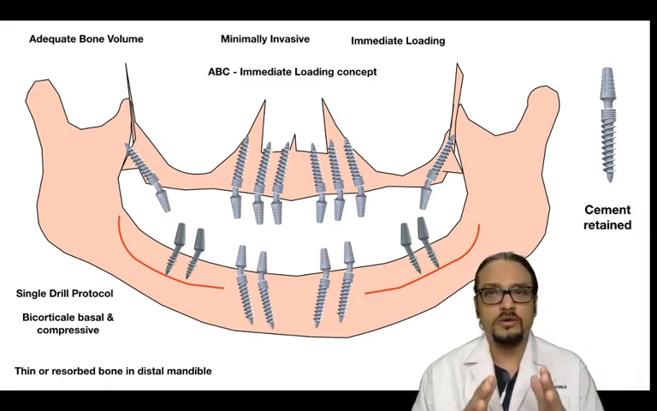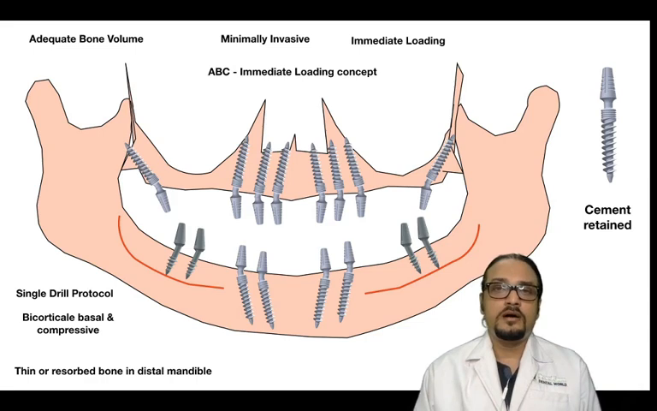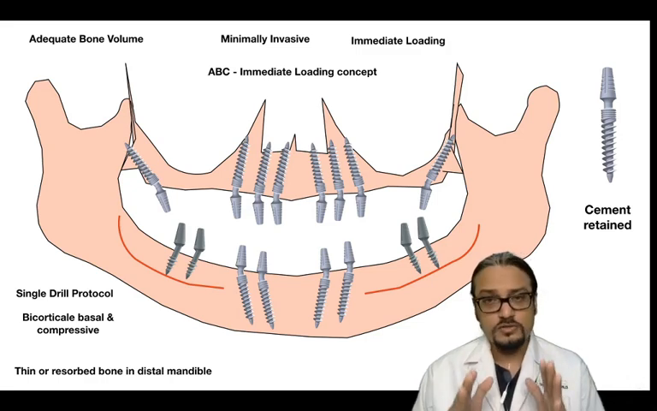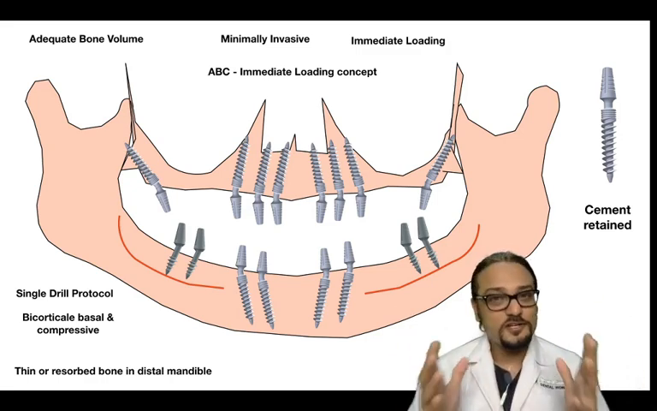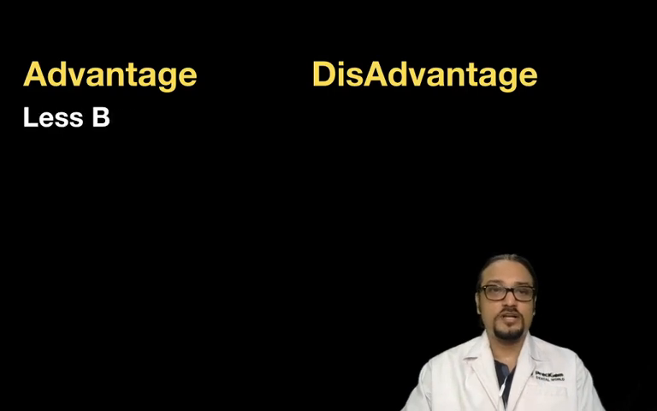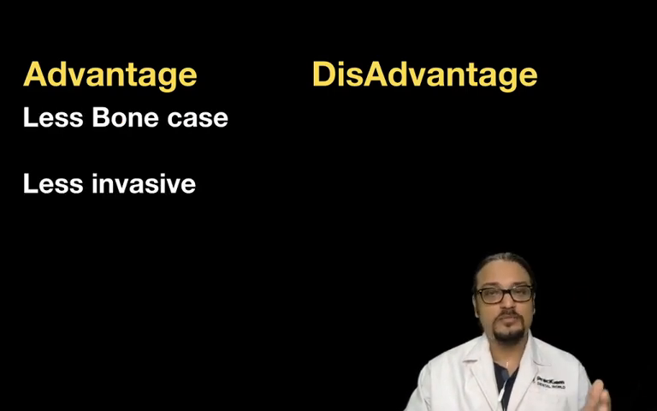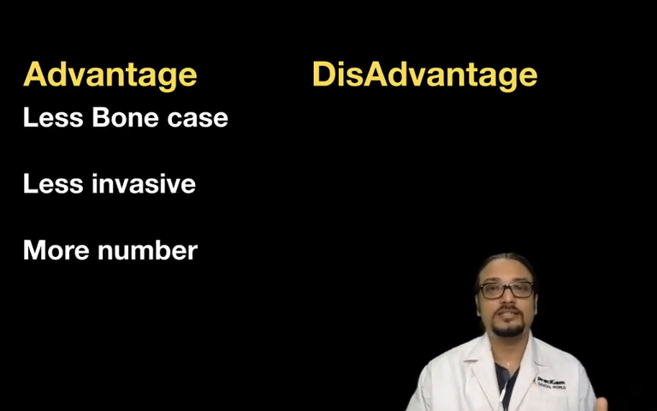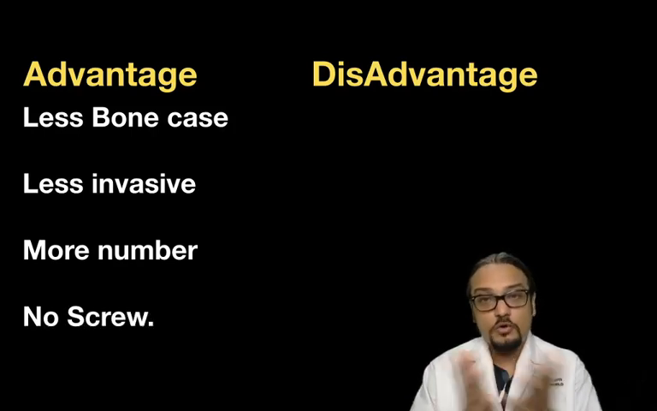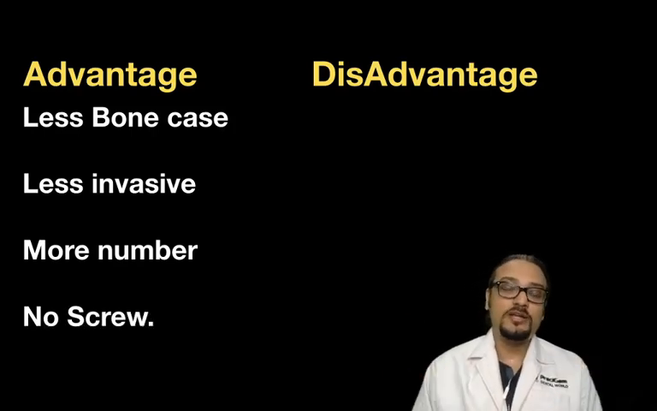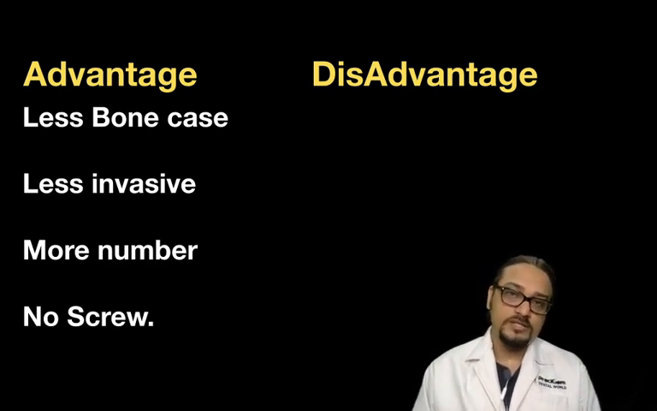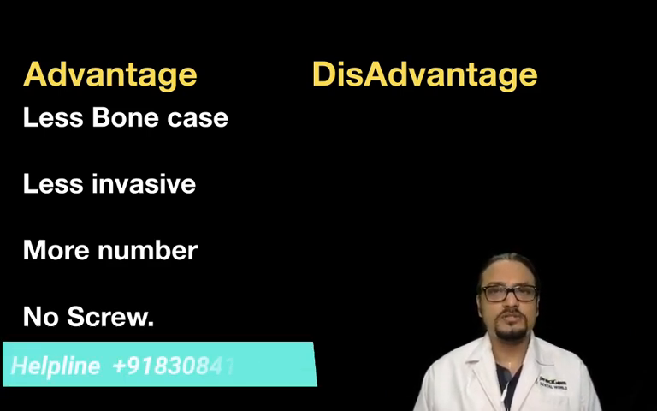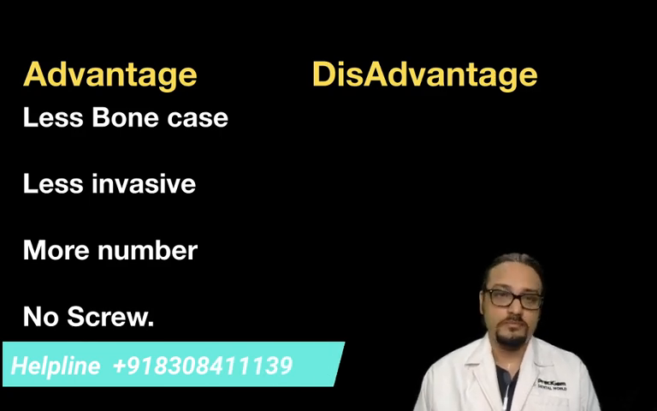These are two different designs of immediate loading single piece implants. One is the regular, which is called bicortical implants, and the second is compressive implants. Both of them have a narrow neck, because of which the implant can be placed in thin bone. So what are the advantages and disadvantages? The advantage is that a single piece implant can be placed in cases with less bone. It can be placed without opening the flap. Most importantly, some find it advantageous that more implants are placed, while some find it less advantageous because sometimes you can place fewer implants as well.